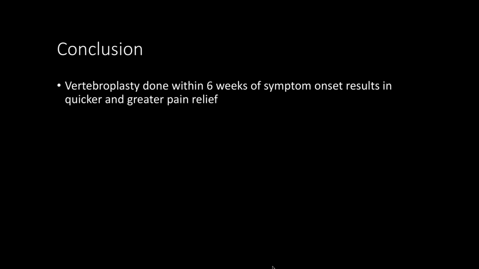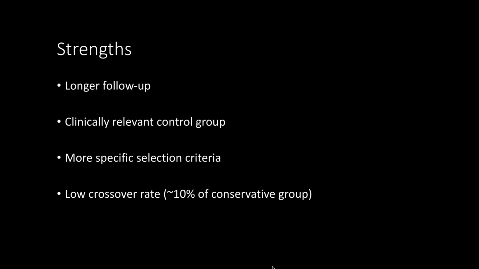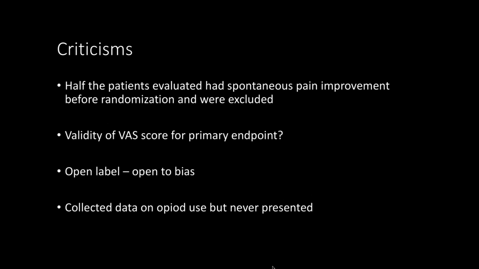They also demonstrated some improvement with quality of life and the Rowland-Morris scores. The information about the cost effectiveness, I didn't think it really applied to our healthcare system in the US, so I kind of neglected to mention that in here. So their conclusion was that if it's done within 6 weeks of onset of symptoms, vertebroplasty can lead to quicker and greater pain relief.